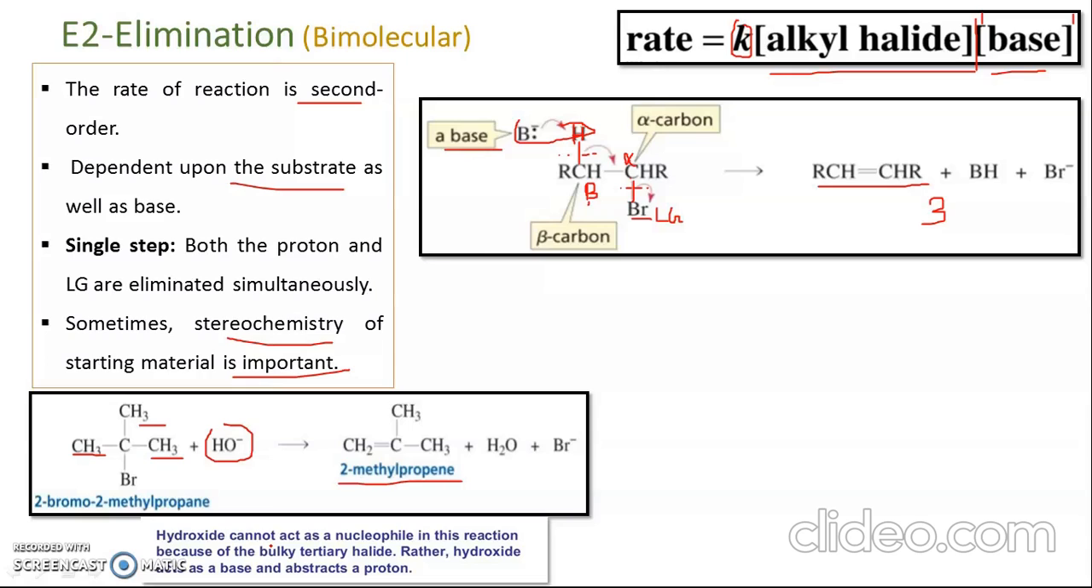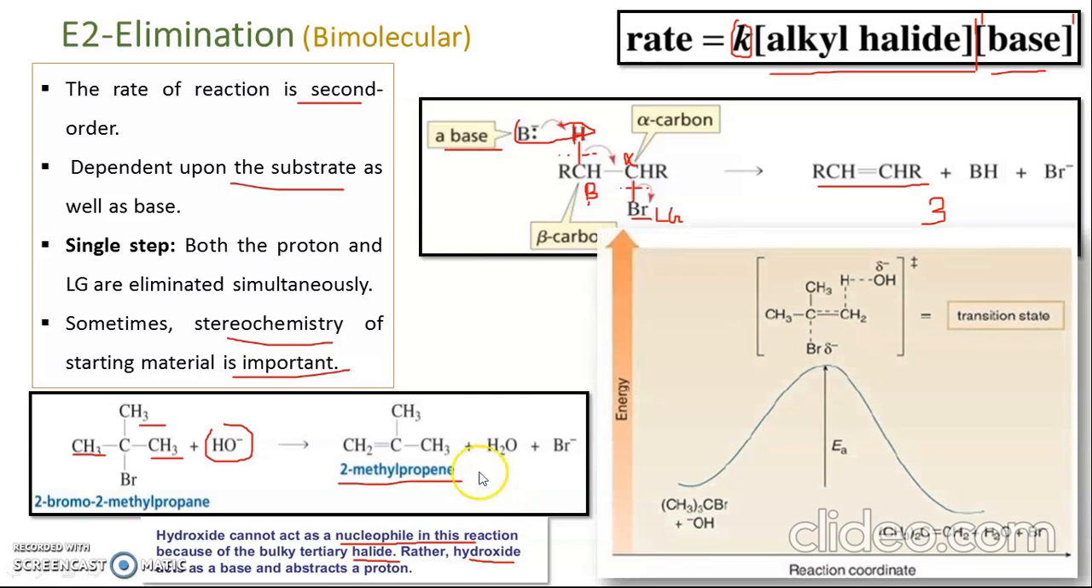It is not a very good nucleophile, and obviously in elimination we mostly use the term base, not nucleophile. Hydroxide cannot act as a nucleophile in this reaction because of the bulky tertiary halide, so it cannot act as a good nucleophile. Also, if you compare nucleophilicity and basicity, HO minus is more basic. That is why we are getting the elimination product. Here hydroxide is acting as a base, so it is abstracting a proton. It is not acting as a nucleophile.